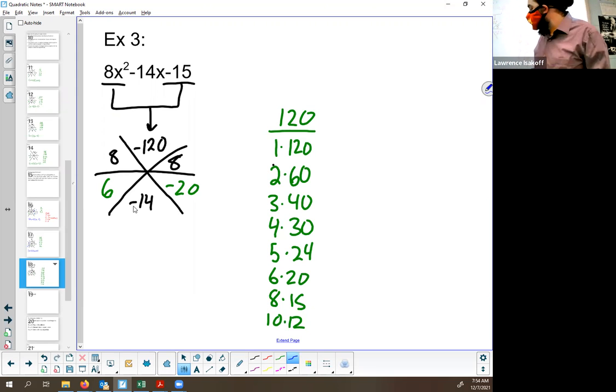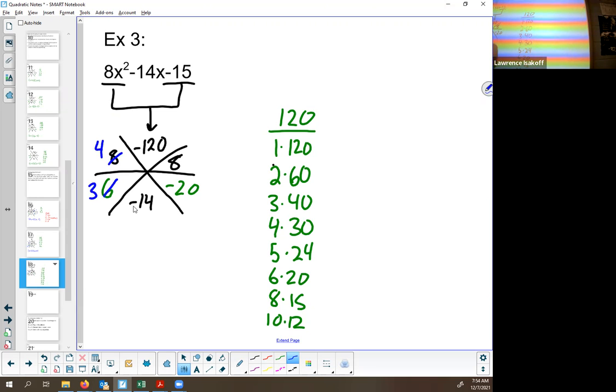8 over 6 reduces to 4 over 3, because they're both divisible by 2. So that could be 4 over 3, and we'll check that in Desmos in a second. What about 8 over 20? What can that reduce to?